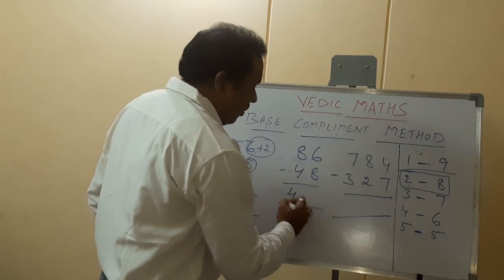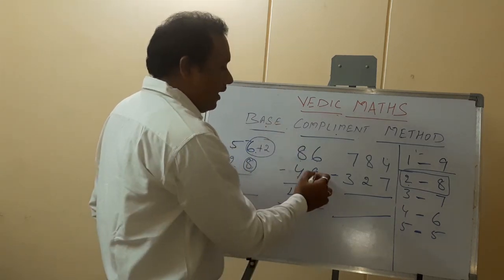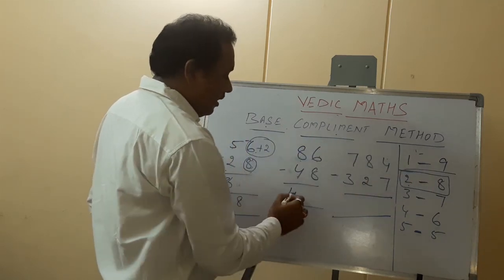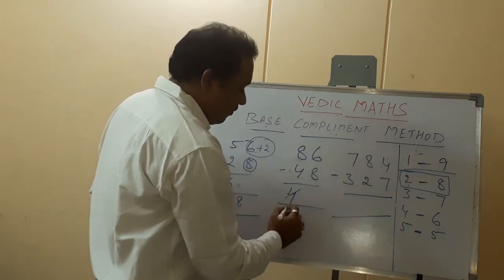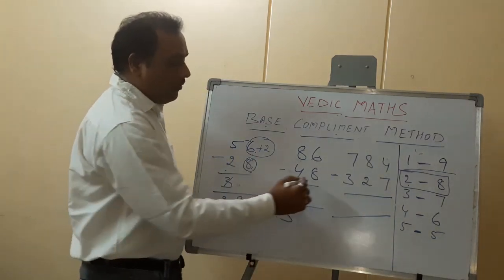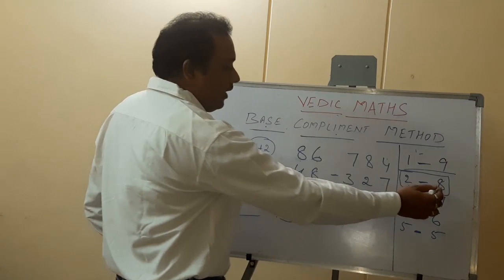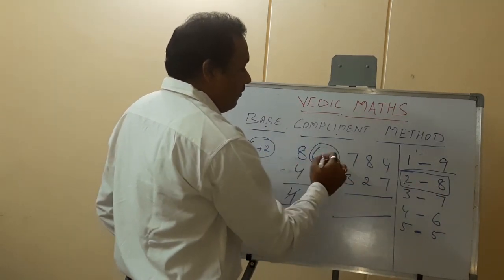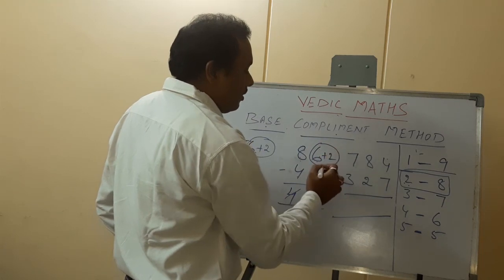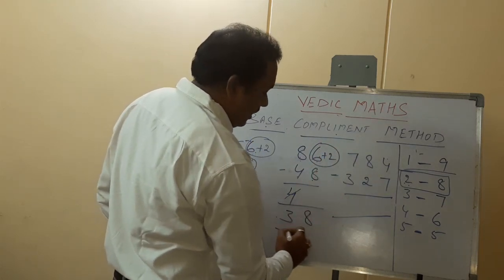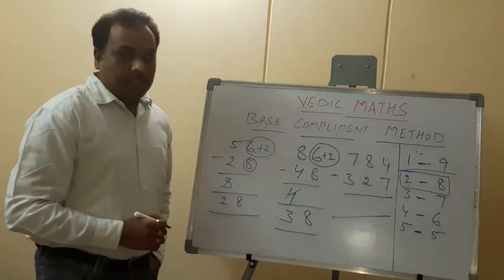We are getting 4. Now again, 8 cannot go from 6. Then as I am going for the complement number, I will reduce 1. So 4 will become 3. Now what is the complement of 8? The complement of 8 again is 2. So we have to go for 6 plus 2. Then 6 plus 2 will become 8. So 38 will be the answer.